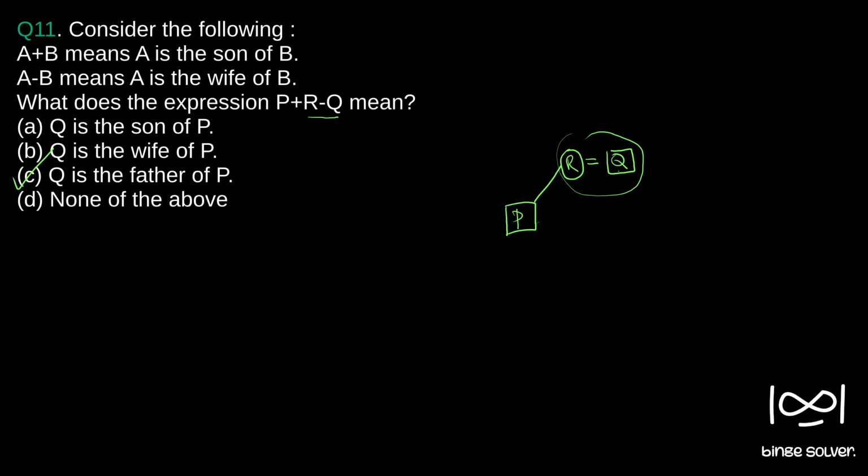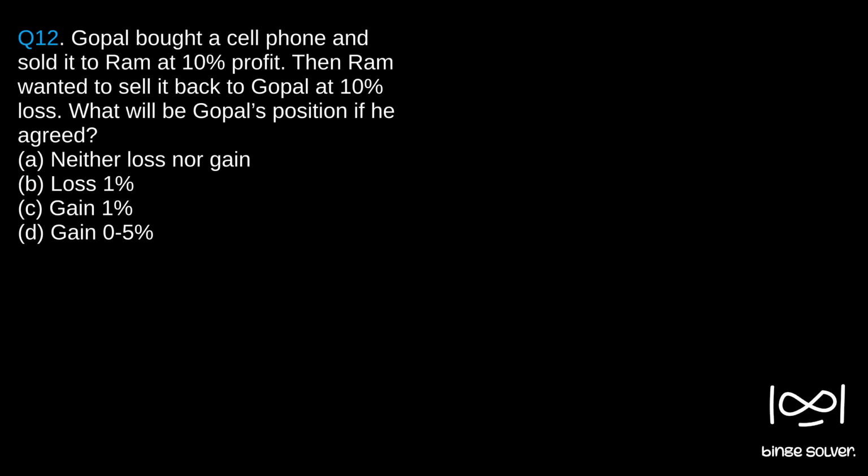Next question, question 12. Gopal bought a cell phone and sold it to Ram at 10% profit. Then Ram wanted to sell it back to Gopal at 10% loss. What will be Gopal's position if he agreed? So this is the question. Let's assume Gopal bought the cell phone for 100 rupees. This is a random number so that we can easily handle the percentages. That is the easiest approach in such questions.